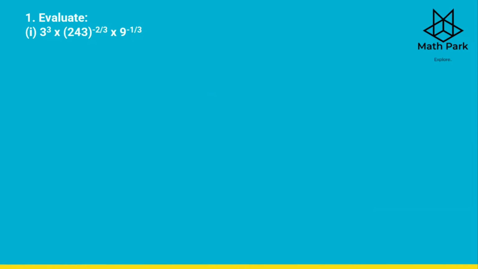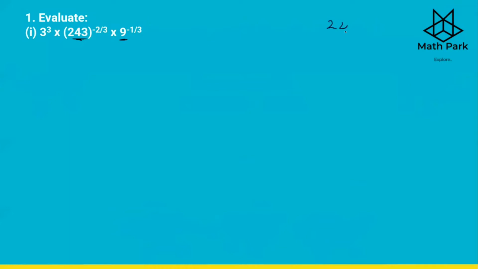So we have 3 to the power 3 into 243 raised to minus 2 by 3 into 9 raised to minus 1 by 3. What we have to remember, these are the fractional exponents. I have also created a video on fractional exponents, where I have explained this. So 243 and 9 are some powers of 3.